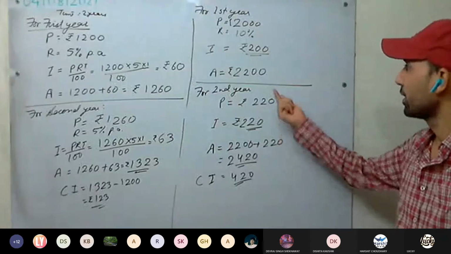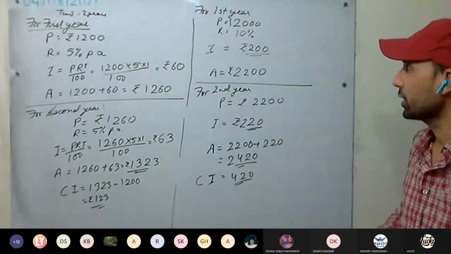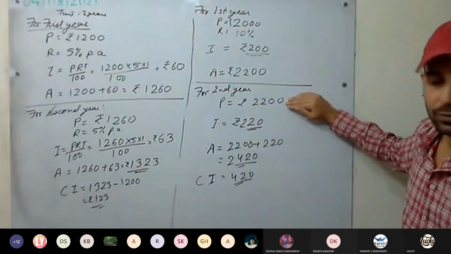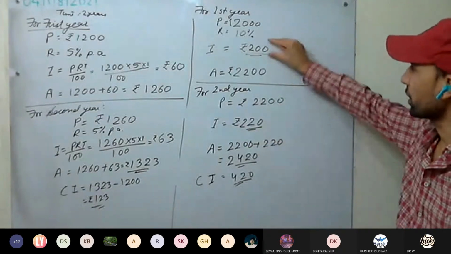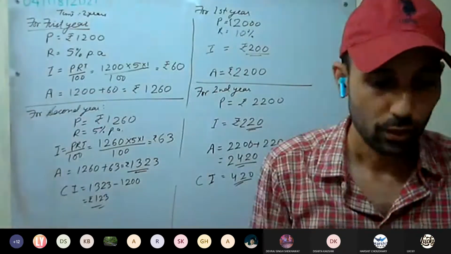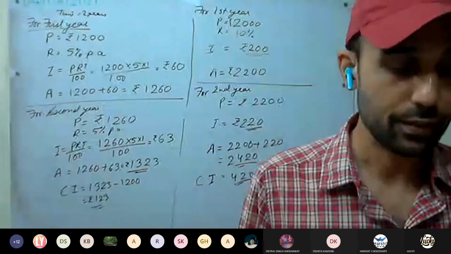So 220, 2200. Okay. Understood this one? So the amount for the first year becomes the principal for the second year. If you calculate the compound interest, you can calculate compound interest first as well. 200 plus 220. This will give us the compound interest for 2 years. Okay, third one, do as homework. Okay, try the fourth one, everyone.